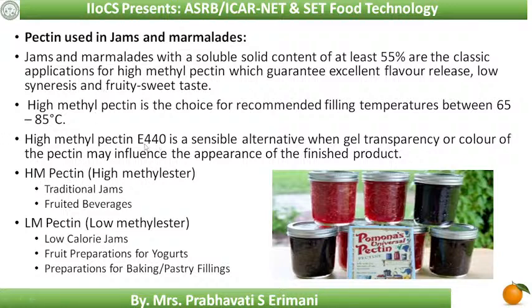High methyl pectin, as an additive, is E440. It is a sensible alternative when the gelling transparency or color of the pectin may influence the appearance of the finished product. HM pectin means high methyl ester. It is used in traditional jams and fruited beverages. LM pectin means low methyl ester: low calorie jams, fruit preparations for yogurts, preparations for baking and pastry fillings.